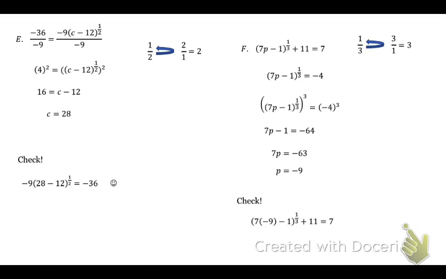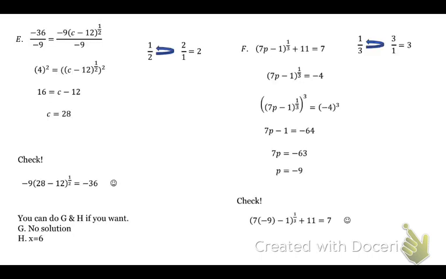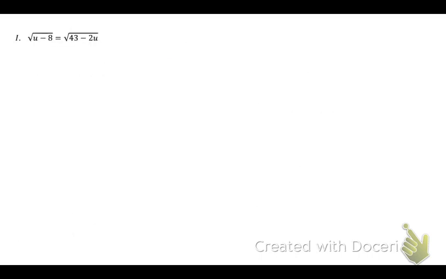So we're going to plug it in to check. And you get negative 4, which is what we wanted. So negative 9 is our answer. Cool. You can do G and H if you want. G is no solution. H is x equals 6. Okay? Let's go on to this one.